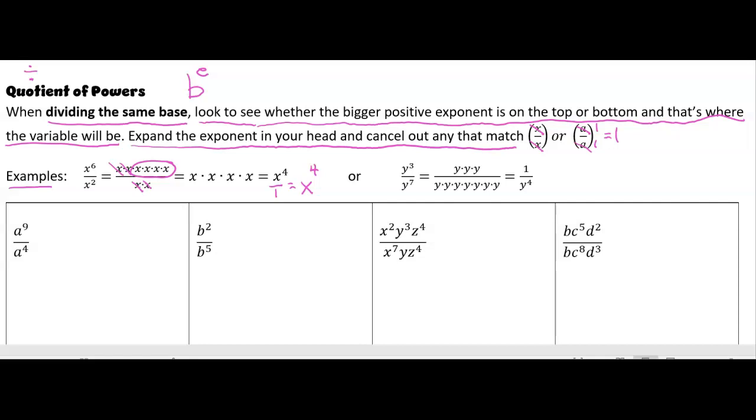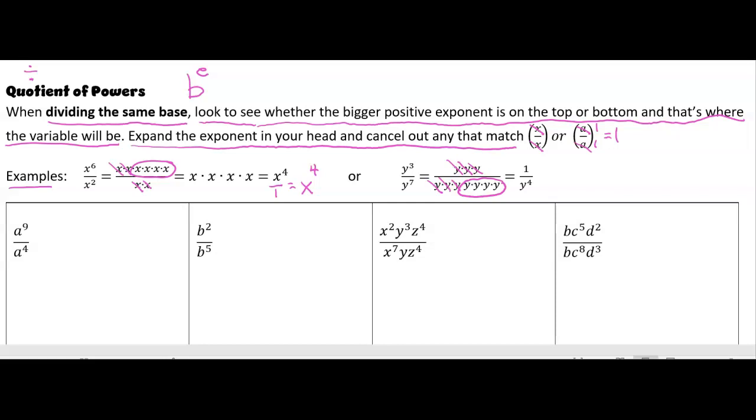Okay, the next one we're going to do, we have some y's. We have y to the 3rd over y to the 7th. So if you expand that in your head, y to the 3rd is y times y times y over y to the 7th, which is 7 of them. And when you cancel a y for a y, that's the same as having 1 over 1. Cancel a y for a y, 1 over 1. Cancel a y for a y. You end up getting 1 over y to the 4th power because you have more of them in the bottom. So you're going to have them left over in the bottom.